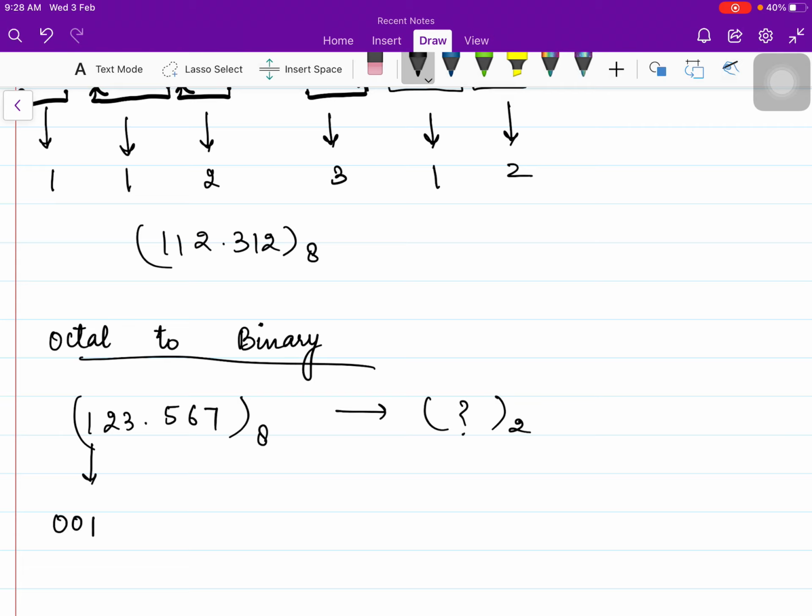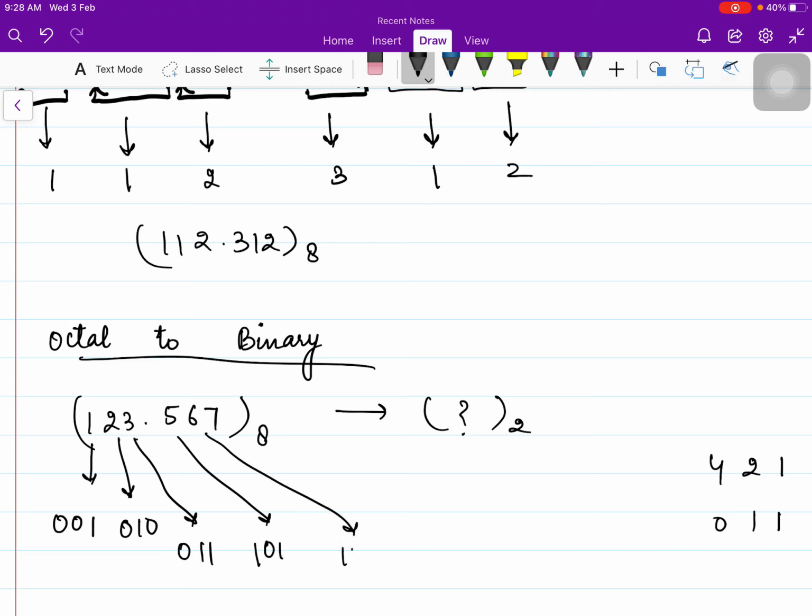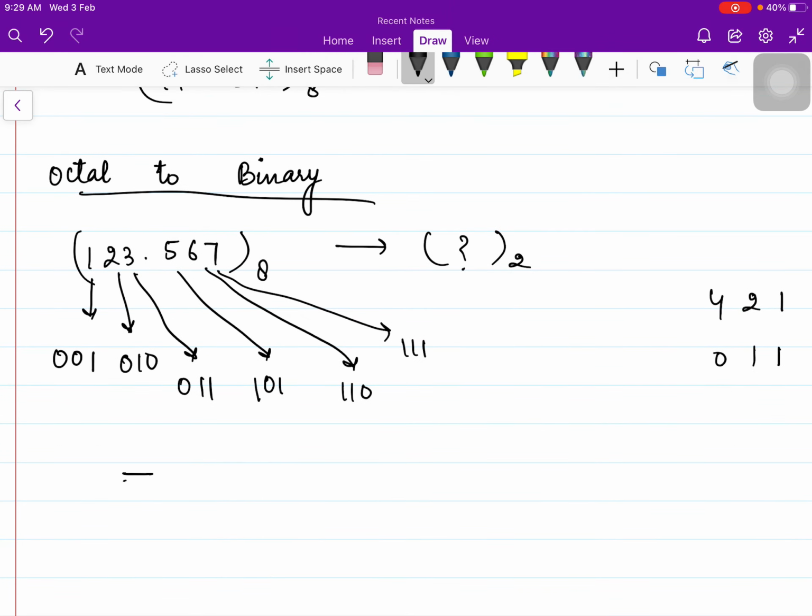So 1 will be represented as 001. 2 will use the set 4 2 1, so 2 is 010. For 3, look at the right hand side where you will place the 1s for 3, 1 and 1, isn't it? So 011. For 5 it will be 101. For 6 it will be 110. And for 7 it will be 111. So the answer is 001, 010, 011, 100, 101, 110, 111. This is the answer in binary.